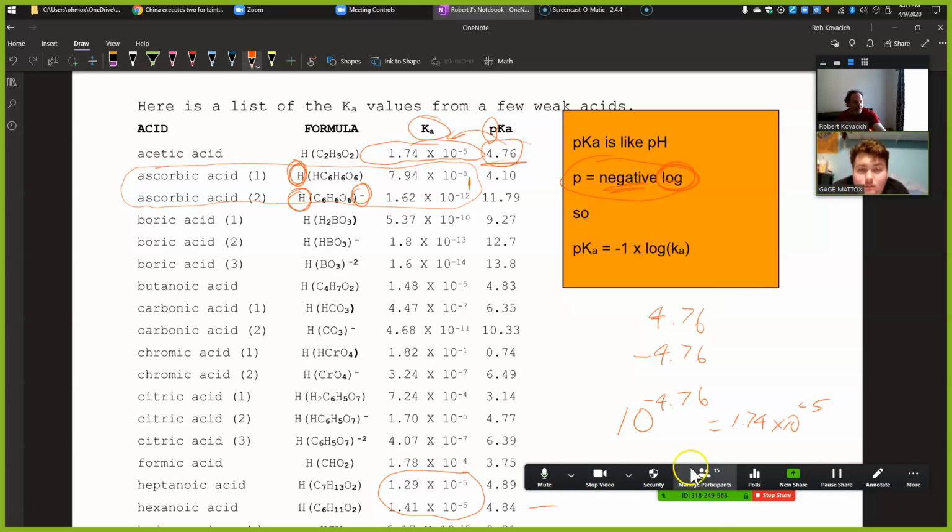What else could I write? I could write 0.0000174. If you wanted to write any of those numbers, you're more than welcome to because they are identical. You cannot be faulted for writing any one of those, unless the person specifically says, give it to me in scientific notation.